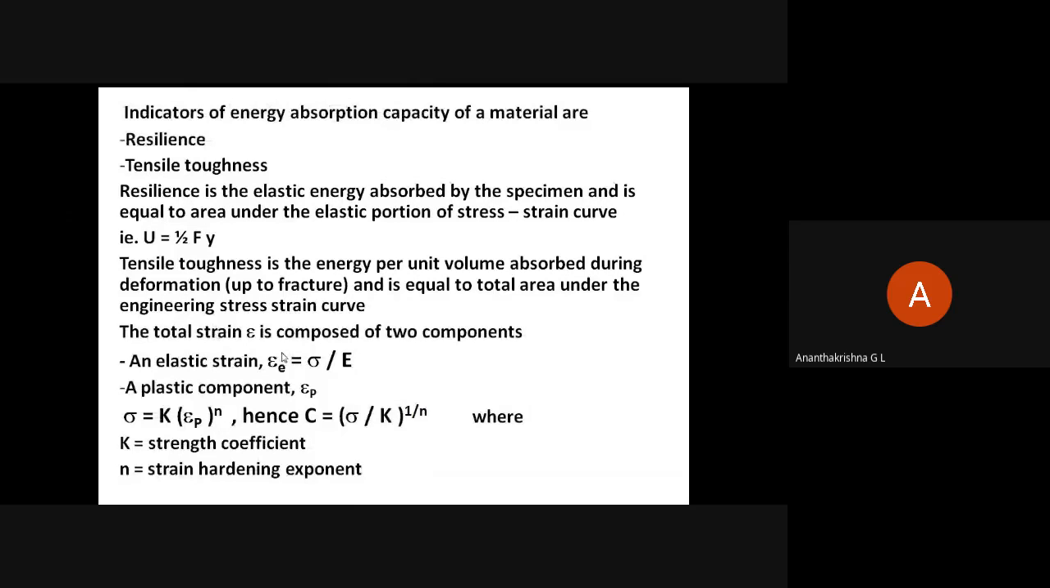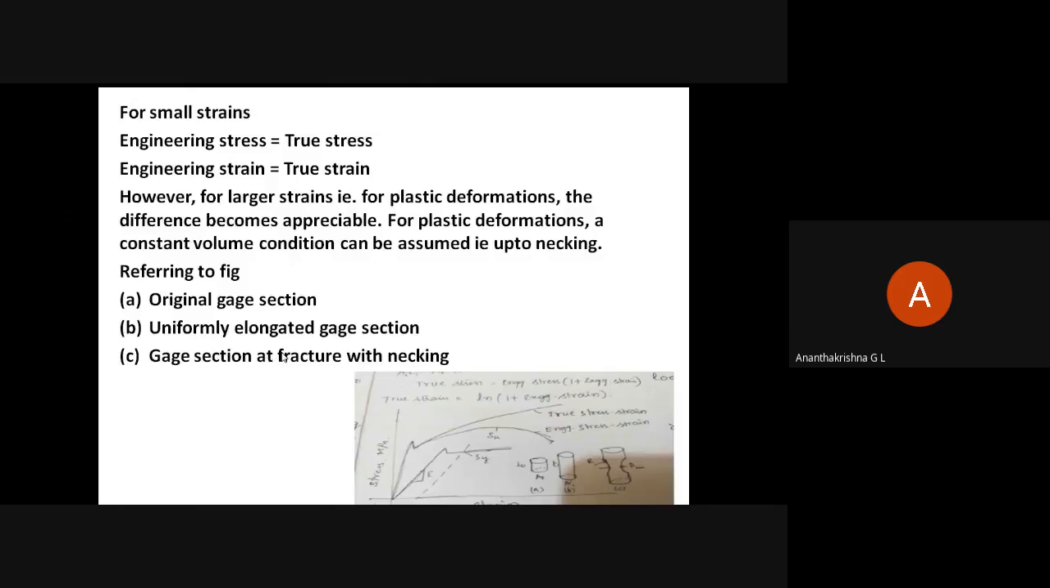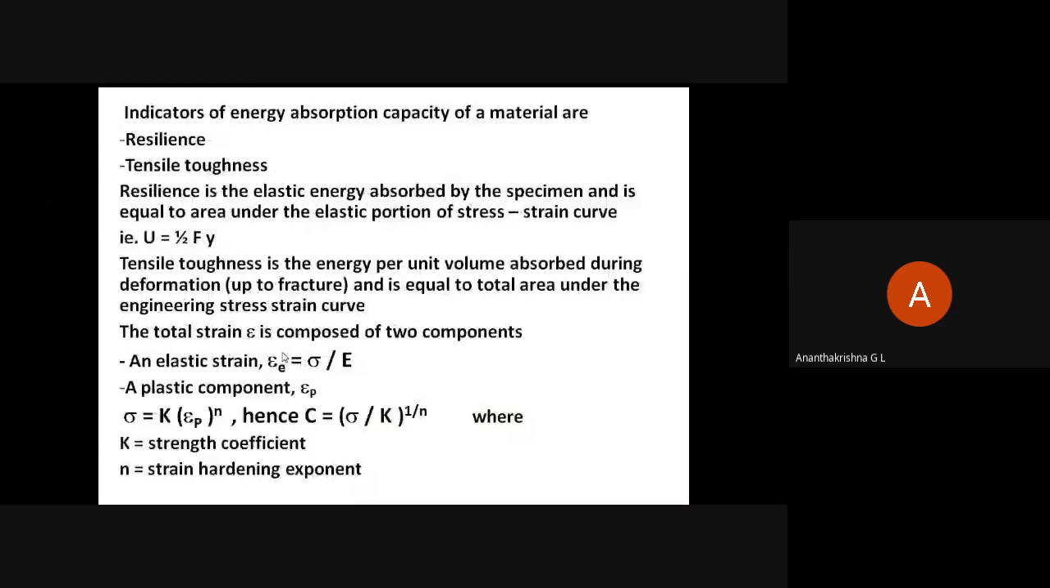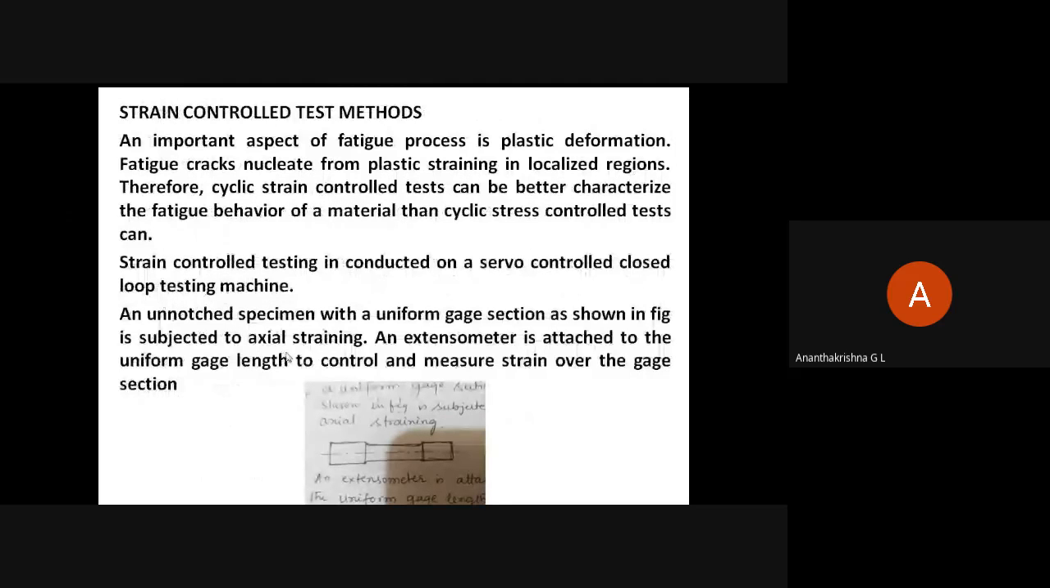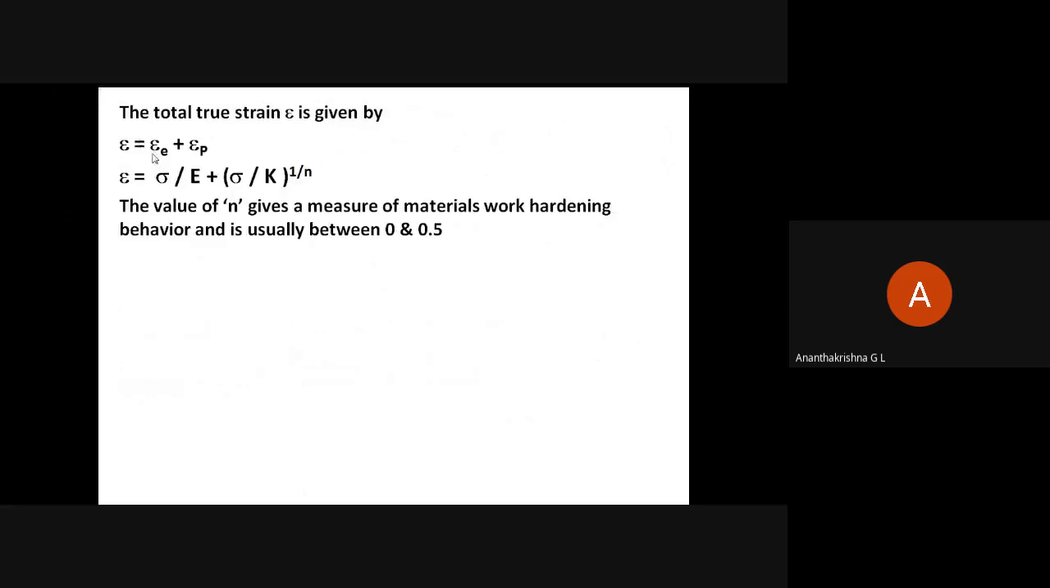Then we learned about the strain components. The total strain is composed of elastic and plastic strain, given by sigma by E plus sigma by K whole to the power 1 by N. K is the strength coefficient, whereas N is the strain hardening exponent. Now we'll move to the next one.